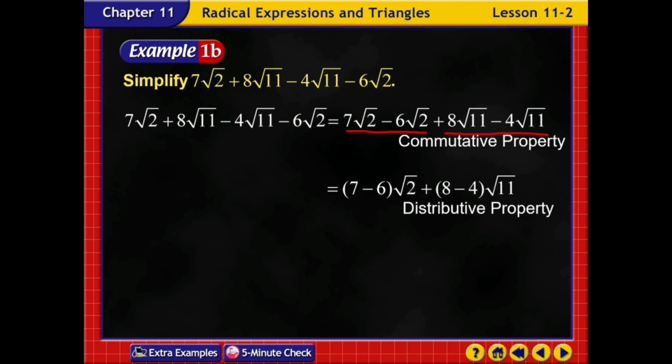Applying distributive property again, we will now have 7 minus 6 times square root of 2 plus the quantity of 8 minus 4 times square root of 11. Then we simplify. 7 minus 6 is 1 square root of 2, and 8 minus 4 is 4 square root of 11. And that is now our answer: square root of 2 plus 4 square root of 11.